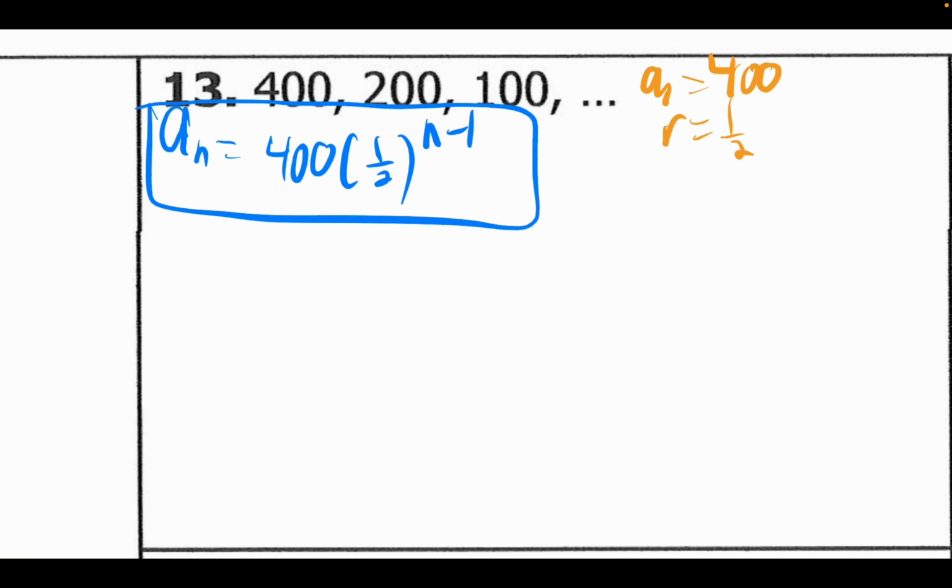And then to find the seventh term, you'd say, well, a sub 7 equals 400 times 1/2 to the power of 7 minus 1, which is secretly the power of 6. And so a sub 7 would end up equaling 6.25.